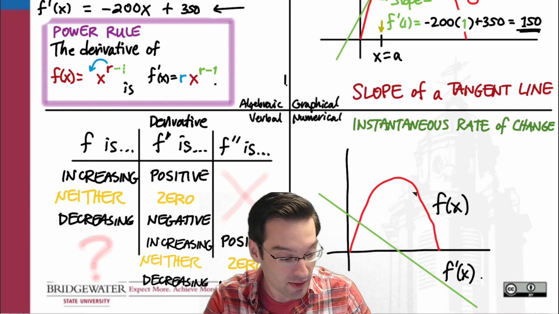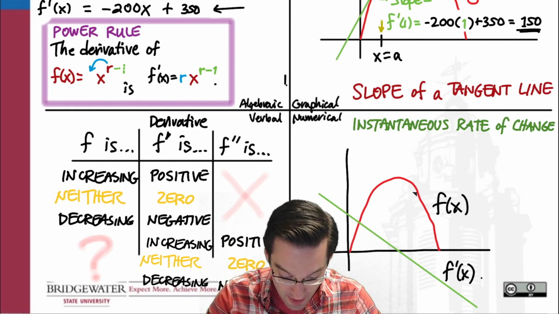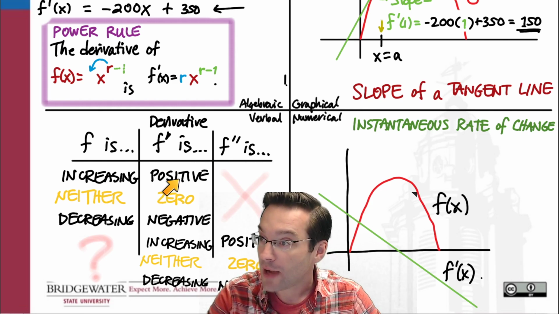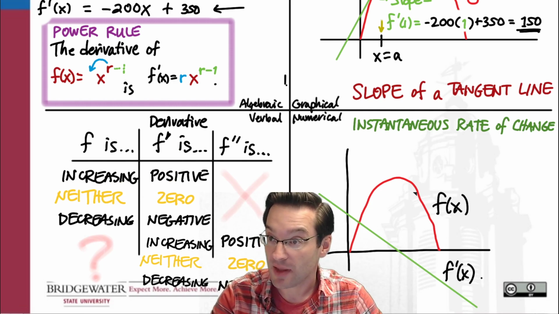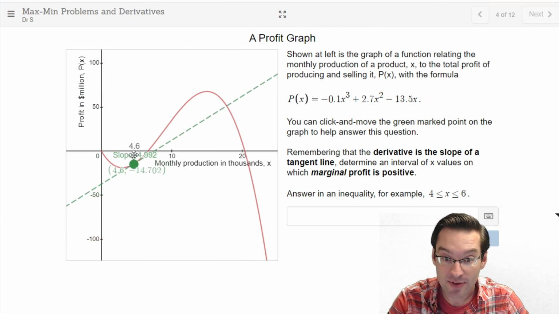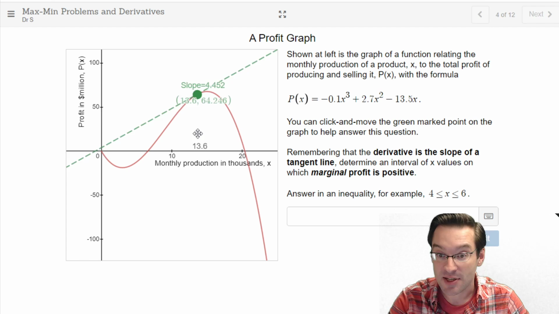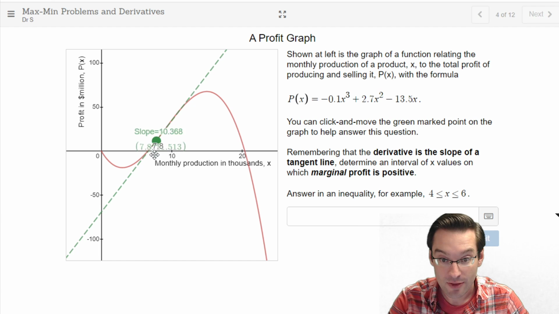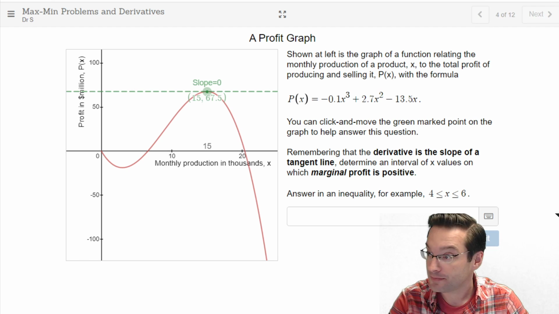This is all reflected on the table up here, right? Because if I'm looking for where my derivative is positive, I will find the derivative being positive in places where my original function is increasing as we look at it from left to right. And indeed, that's exactly what's happening on this graph. Between x equals 3 and x equals 15, my profit graph is increasing as I go from left to right. And as a result of that, the slopes of tangent lines, the derivatives between those points, are all positive.